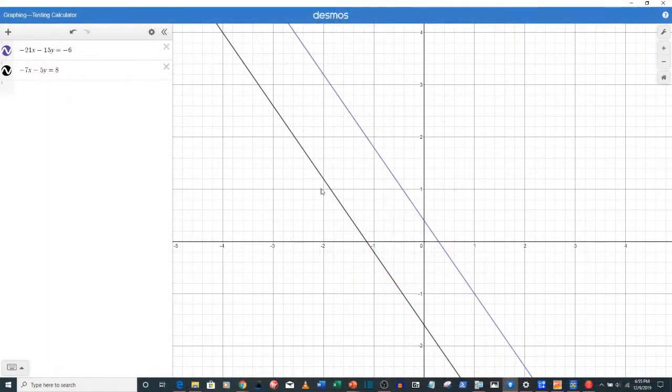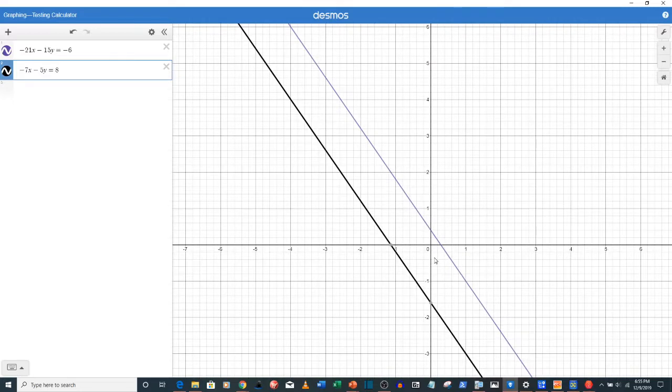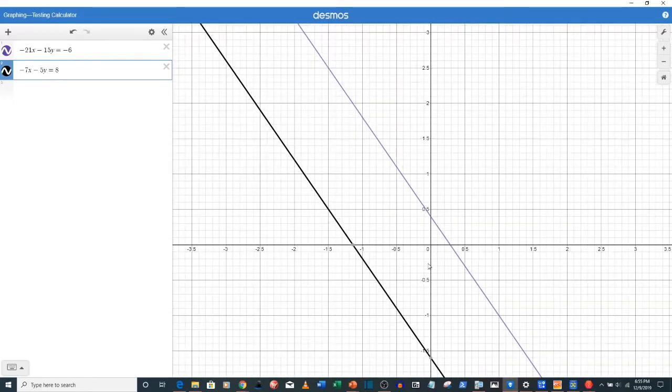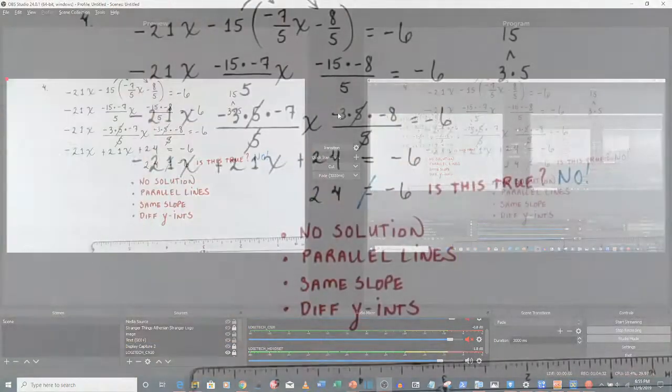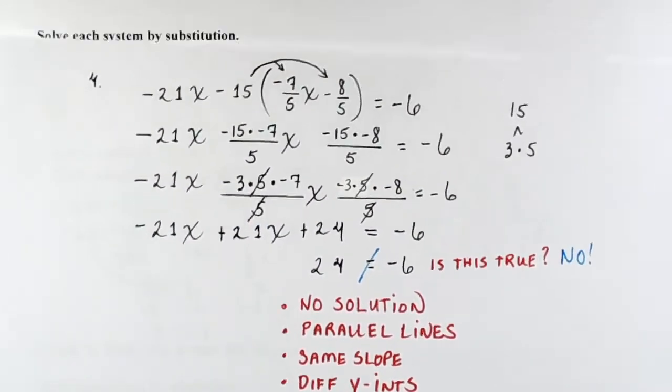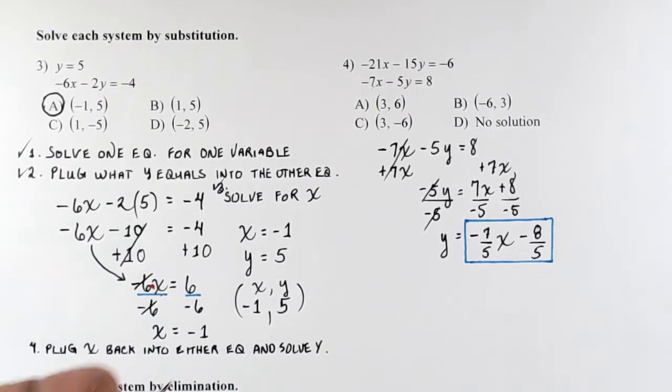All right, we've got parallel lines, so the same slope, right? Do they have different y-intercepts? Well, this purple equation has one at 0.4, and this black equation has one at negative 1.6. So, yep, parallel lines, same slope, different y-intercepts. No solution. They never cross. Doesn't matter how far you zoom out, they never cross. So, that's how we got to the answer for number 4. Number 4 is no solution.